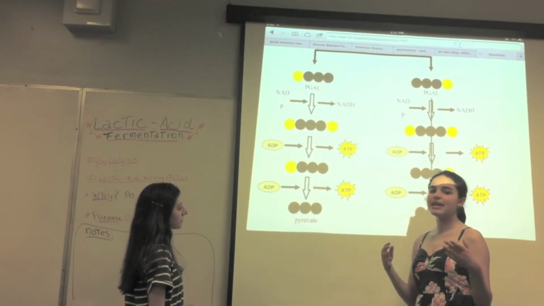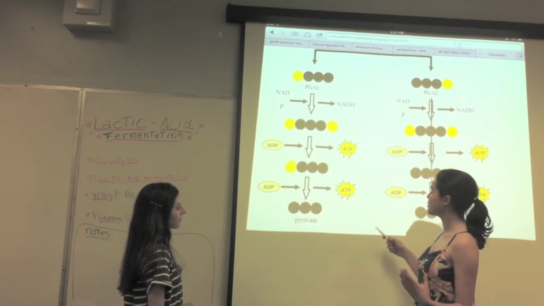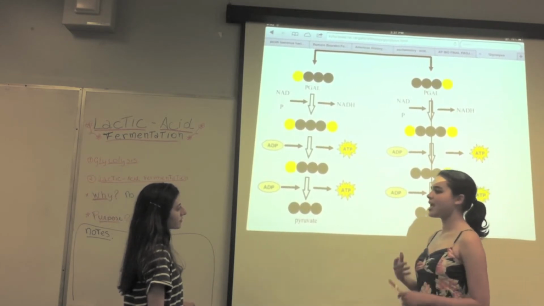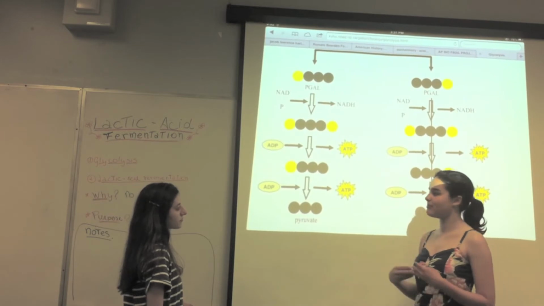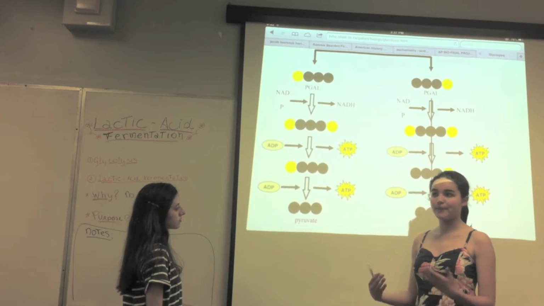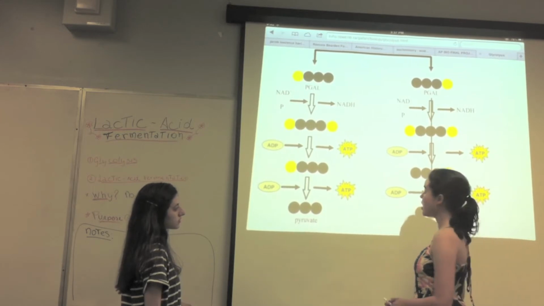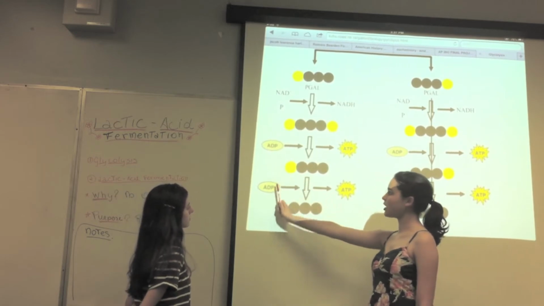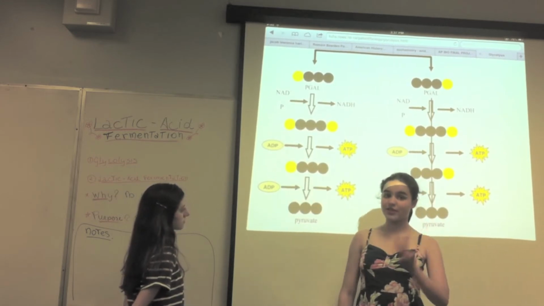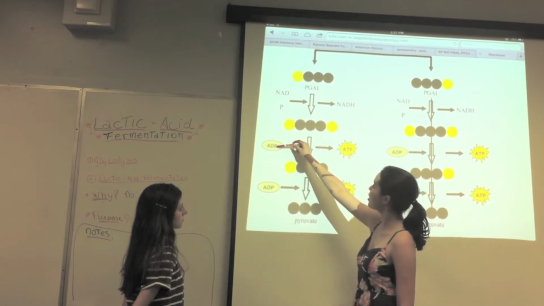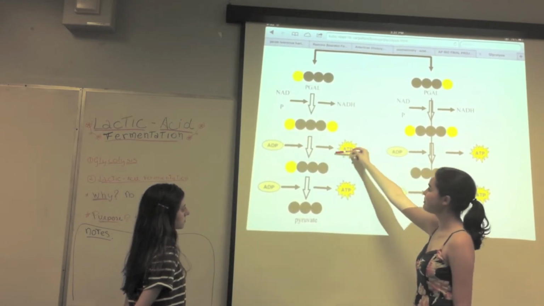So as we know, your main aim in glycolysis is to create ATP molecules, which is like the energy currency in your body, and that's what your cells need in order to function. So what happens here is you have ADP molecules which have 2 phosphates, and they're going to take a phosphate from the PGAL molecule and become ATP from there.